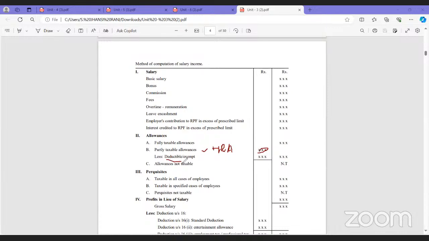Then exempt. We will deduct the exempt amount. So which amount is deducted? Which amount is exempted? How will we know? We have some provision. Under that we have three points, that is, which amount has to be exempted from the HRA. For that we have three provisions. The first point is actual HRA received. This is the first point. And the second point is 50% of salary.